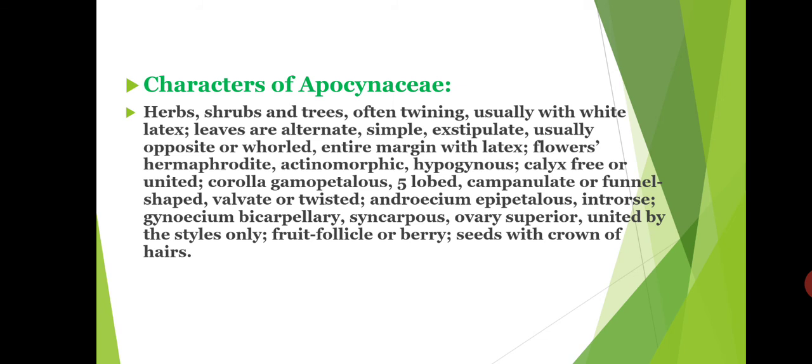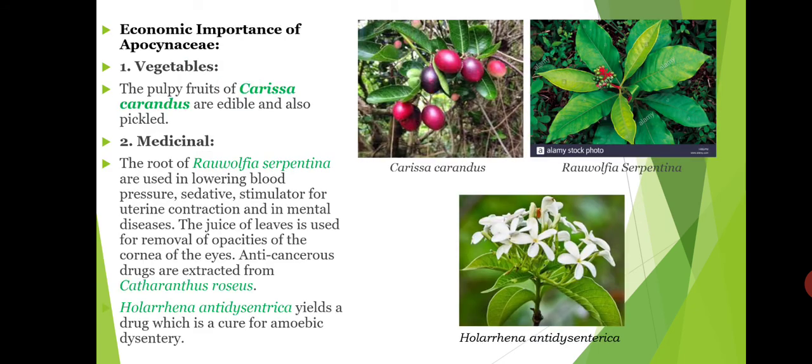Valvate or twisted aestivation is there, and epipetalous, introrse, gynoecium bicarpellary, apocarpous, syncarpous, ovary superior, united by the styles only. Fruit, follicle or berry, seeds with a crown of hairs. These are all identification characteristics or diagnostic characters of Apocynaceae. And next we will study about the economic importance.